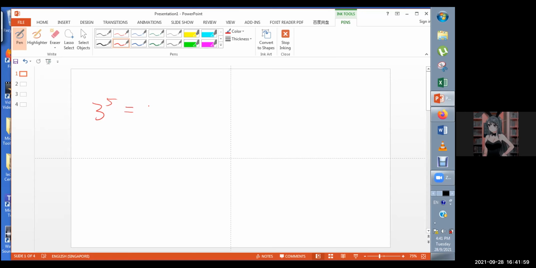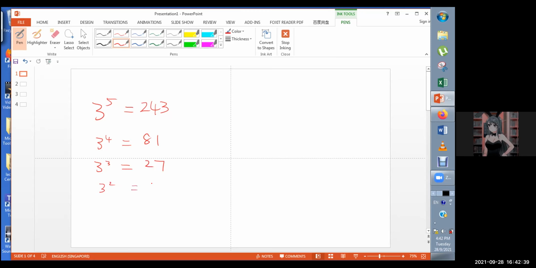I'm going to explain to you why 3 to the power of 0 is 1. 243. Okay, this is 243. So 3 to the power of 5 is 243. What about 3 to the power of 4? 81. Very good. What about 3 to the power of 3? 27. Very good. 27.